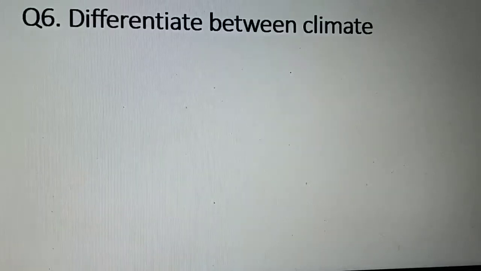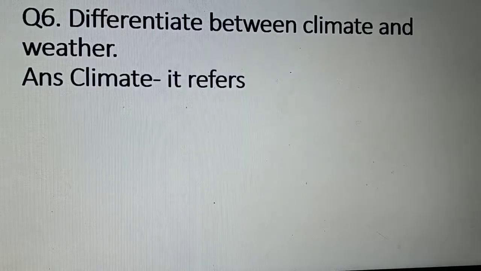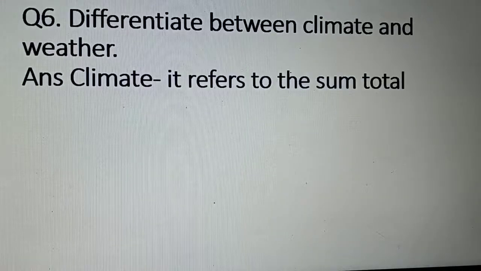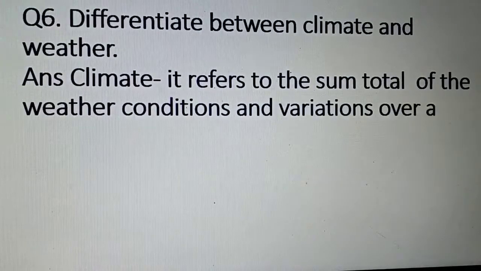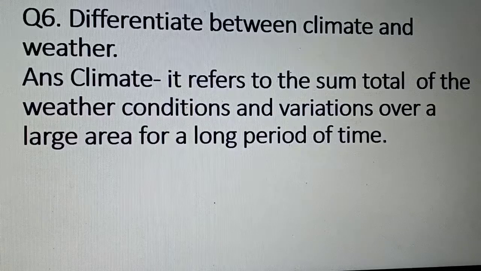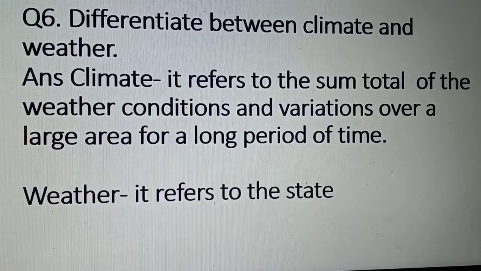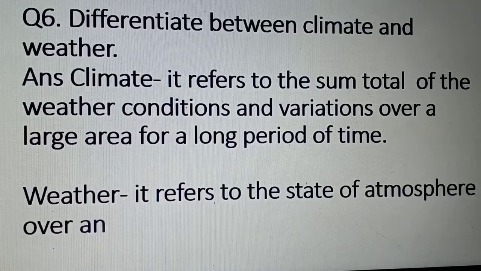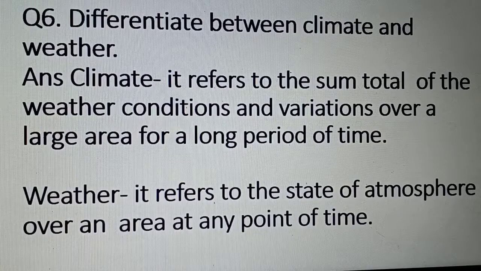And question 6, differentiate between climate and weather. You know, students, climate refers to the sum total of the weather conditions and variations over a large area for a long period of time. And weather refers to the state of the atmosphere over an area at any point of time. So this is the difference between climate and weather.